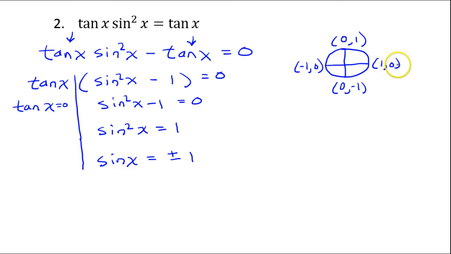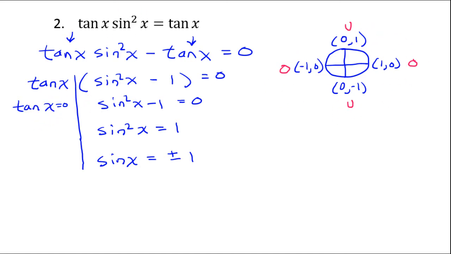Remembering that tangent is y over x. Tangent right here would be 0, because 0 over 1 is 0. Tangent here would be undefined because 1 over 0, you can't divide by 0. Tangent here, this is 0 over negative 1, so this would be 0. And tangent here again would be undefined, y over x, negative 1 divided by 0, you can't divide by 0. So these are the values of tangent.